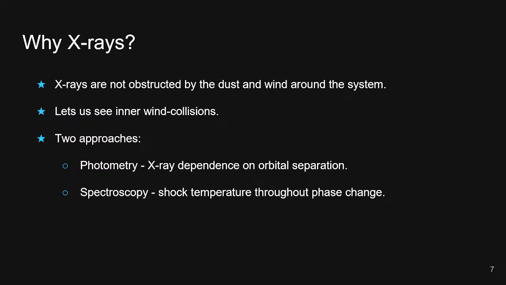So why do we look at X-rays? X-rays are really cool because they aren't obstructed by all of this gas and dust around these systems. So it lets us probe all the way up to the shock front itself to really figure out what's going on. There are two main ways that we can look at this, either through photometry or spectroscopy. And you can see the X-ray variation from the separation, just like we saw in the last plot, and the shock temperature over the phase.